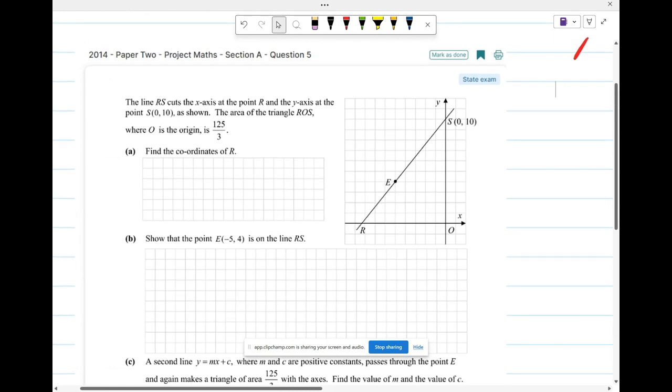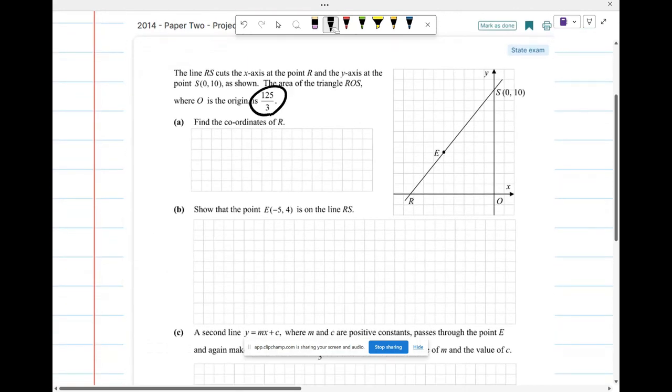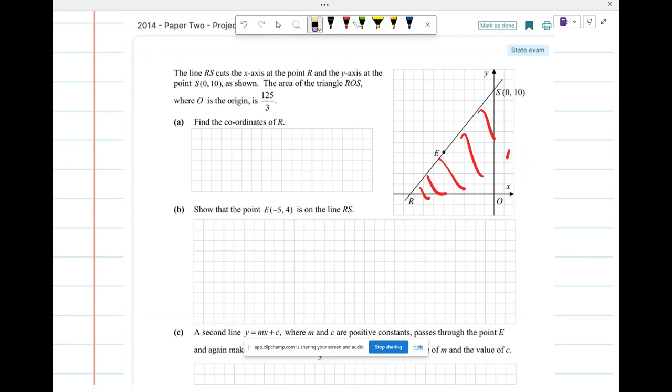So it says the line RS cuts the x-axis at the point R and the y-axis at the point (0, 10) as shown. The area of the triangle ORS, where O is the origin, is 125/3. So the area here, ROS, is 125/3. So find the coordinates of R.